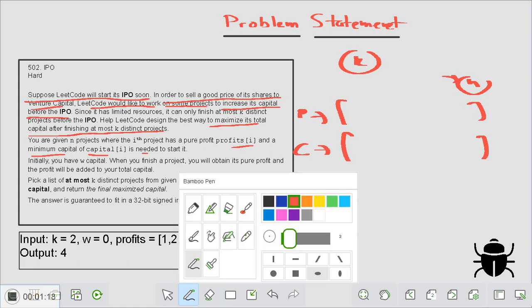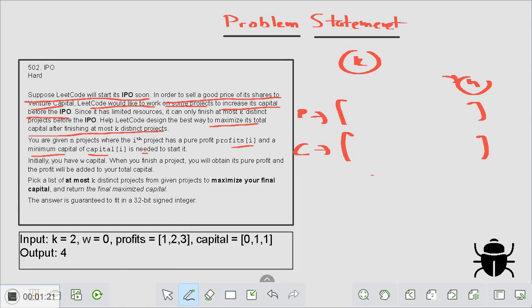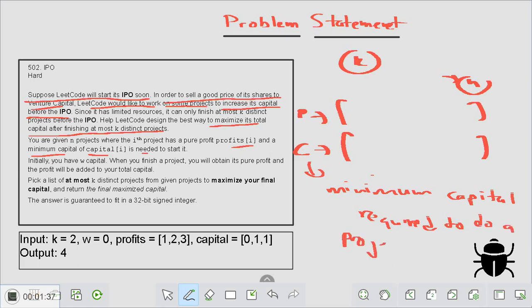Here, capital means the minimum capital required to do a project. After that, I'm also given profit, which is the profit you get. So when you finish a project, you will obtain its pure profit, and the profit will be added to your total capital. Initially you have W capital.